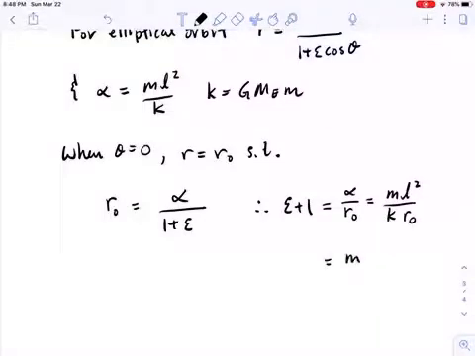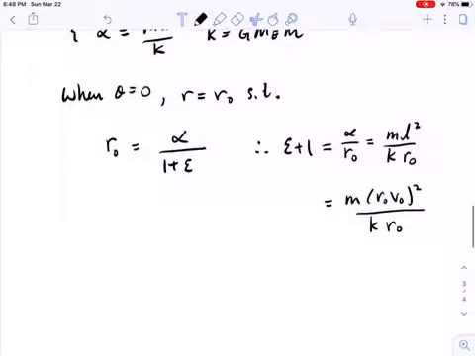But l squared, we already calculated, was just r0 times v0, so it's r0 v0, and then we have to square it, over k r0. And so one of our results, therefore, is epsilon plus 1 is equal to m v0 squared, then we have r0 squared divided by r0, which is just r0, divided by k.